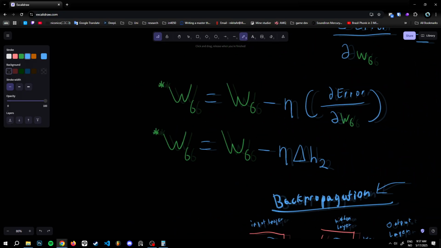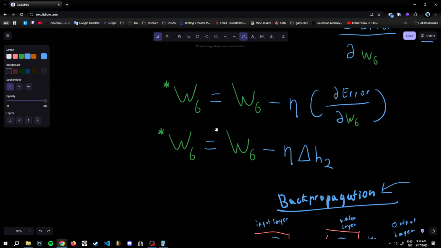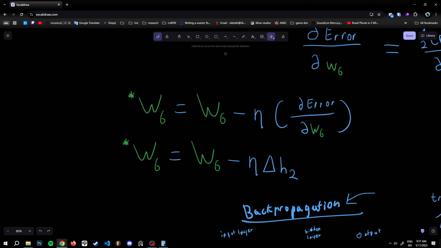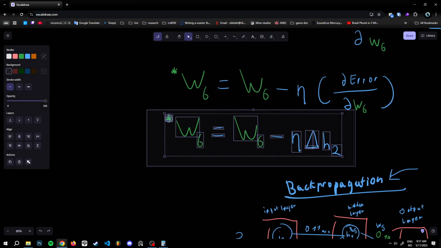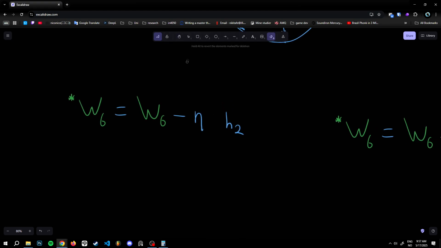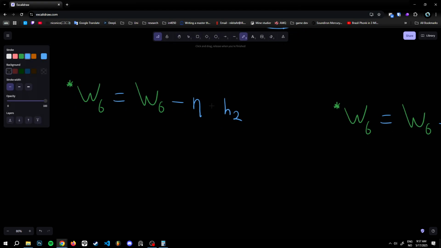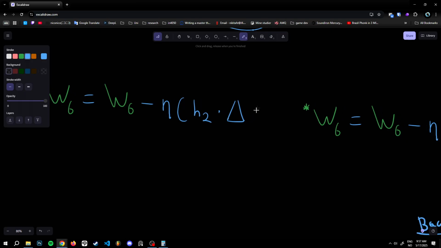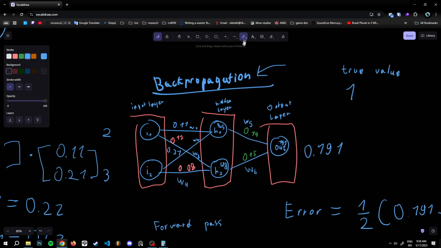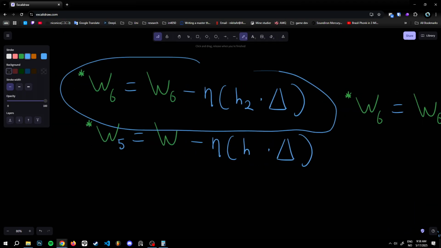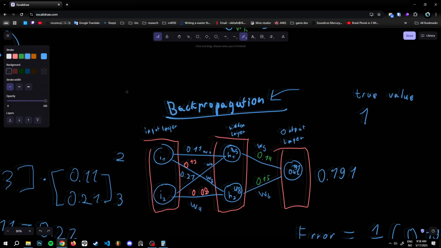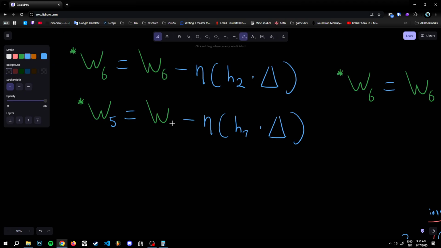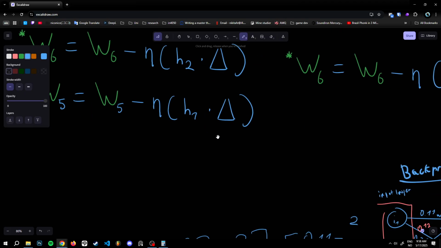And yeah, whatever we just did here, we can just take all of this and make it a little bit more, just do delta. So this is the weight. So now we know how to update this weight. Now we need to know how to update this weight. Well, it's the same thing, except this time it's H1, right? So H1 is the reason for weight 5 to do its shenanigans, right?